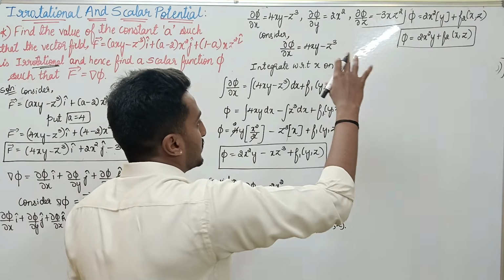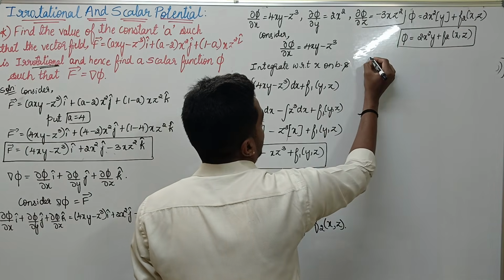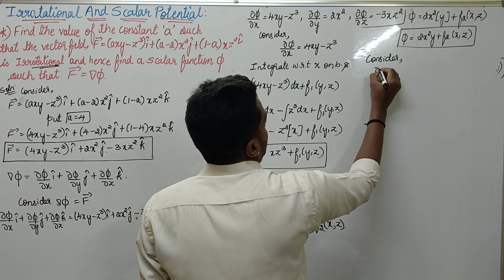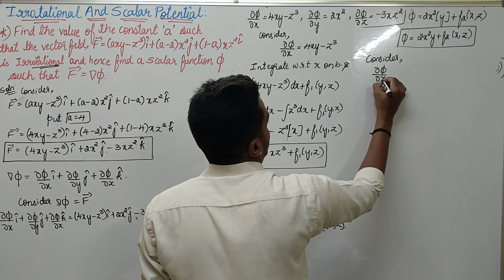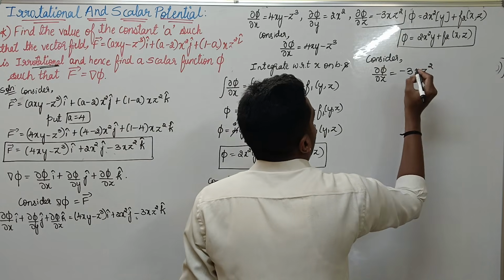Now let us consider this with respect to z and integrate. Consider ∂φ/∂z, which is equal to minus 3xz square.